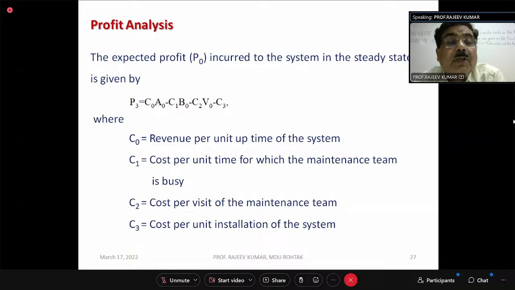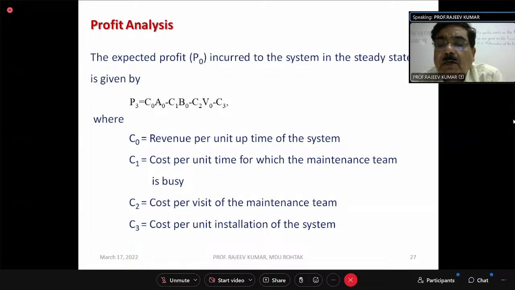If we take a very simple logic, a simple formula, all these costs are linearly related. C0 stands for revenue per unit uptime of the system, that is, while the dialysis system is working, and C1 stands for cost per unit time for which the maintenance team is busy repairing that particular system. C2 stands for the cost per visit of the maintenance team while visiting.